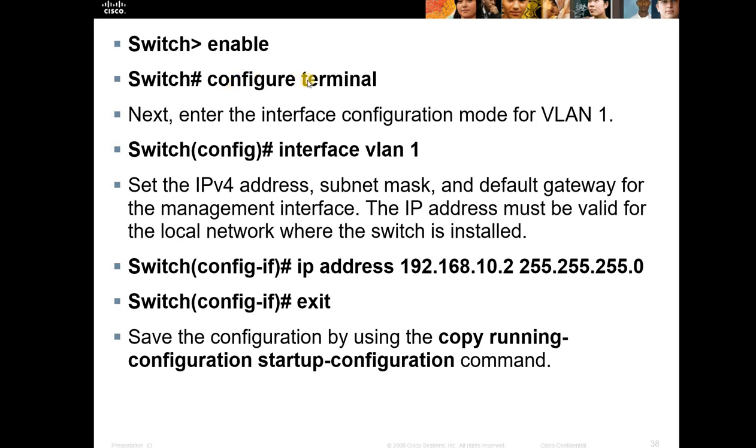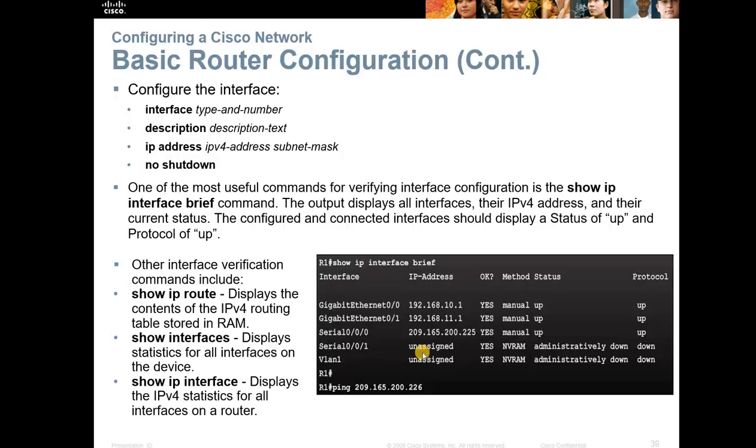So configure terminal, enter the interface configuration mode for VLAN 1, interface VLAN 1, and set the IPv4 address, subnet mask and default gateway for the management interface. This IP address must be valid only for the local network where the switch is installed. So I can give the IP address like this for the VLAN for the switch, IP address followed by the subnet mask. And to save the configuration, use the copy running-config startup-config command. Basic router configurations follow the same as a switch.